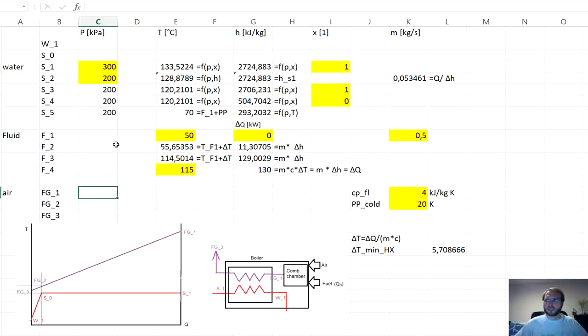Now we will insert the values that we know or that we can estimate and guess. There were not specified pressure losses. We will go through some pressure losses in the next tutorial. So now no pressure losses on the steam line.